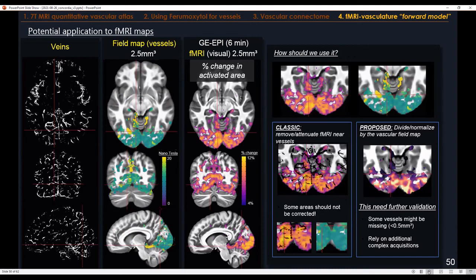And what's comforting us is that in some areas, let's say here around the brainstem, you will see that the field map really captures the contribution of the vessels that we don't want to see in the fMRI map, and it really tries to remove this contribution here. But if you simply use the vein mask, it will not remove those areas here. So we think that we are approaching a solution that might be better than masking the vessels, but of course, this is a proposition that needs further validation. It doesn't take into account blood flow, so we need to improve this model. But we think it's a good step in the right direction.